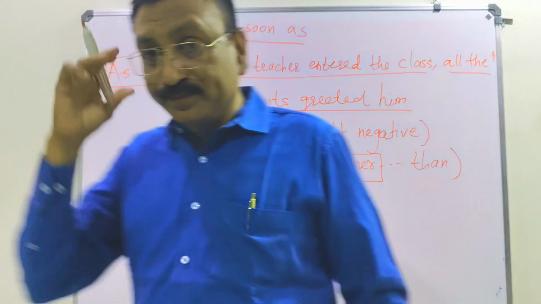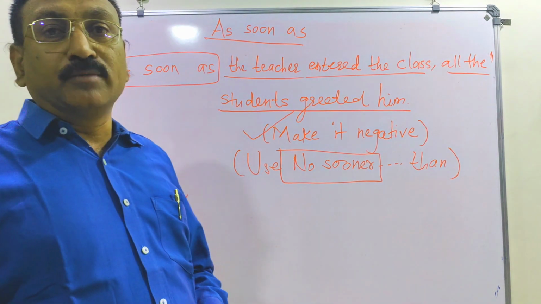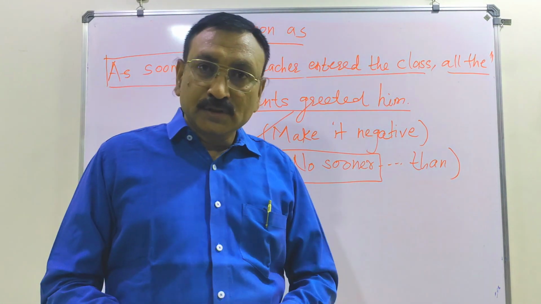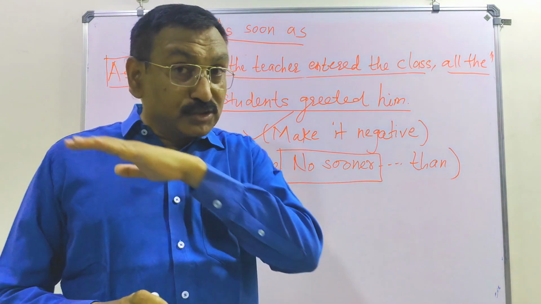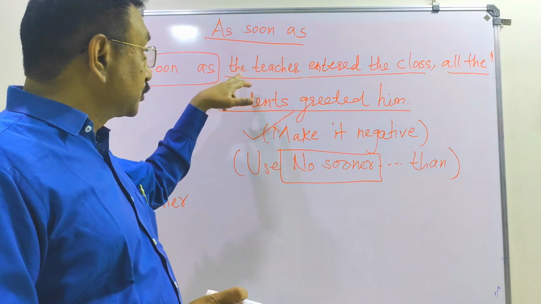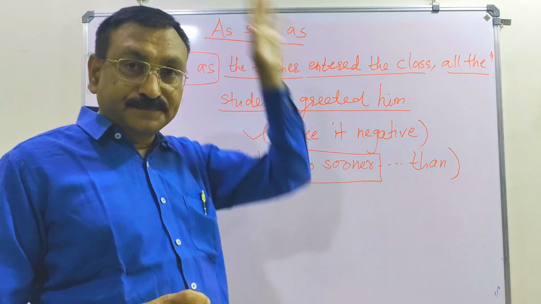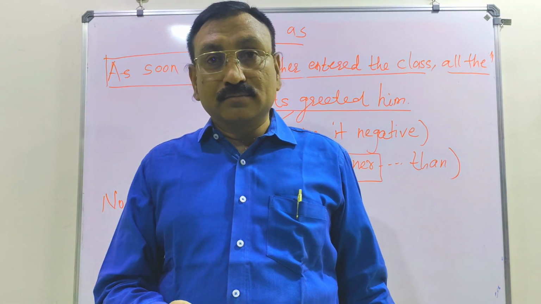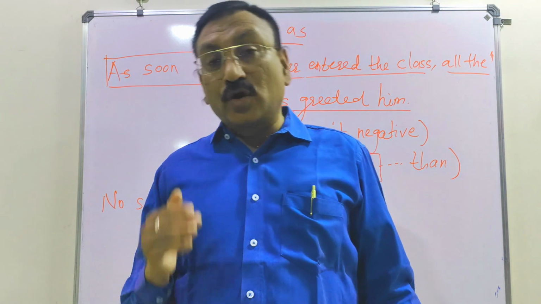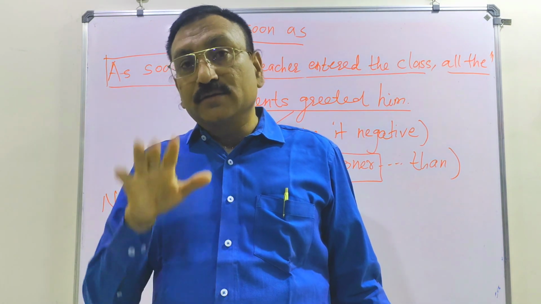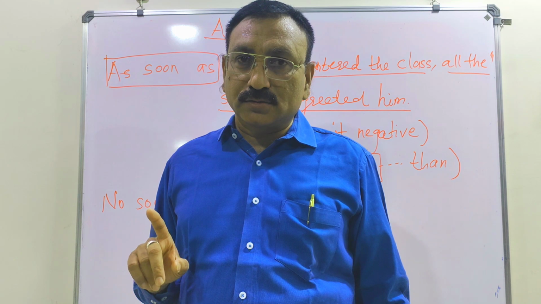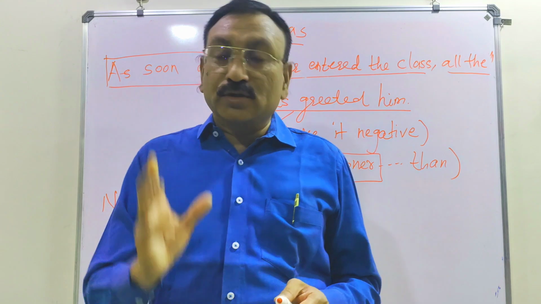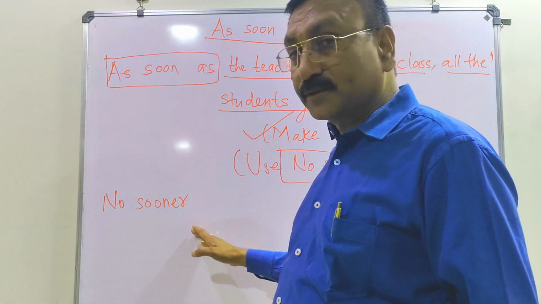So what is the next step? Find out the auxiliary verb available in the first clause. If you look at the first clause, the teacher entered the class. So apparently there is no auxiliary verb available in the first clause. The teacher entered the class. So when there is no apparent auxiliary verb in the first clause, then what should we do? Identify the tense of the first clause. And if you identify the tense, then you can find out the auxiliary verb to use after no sooner.